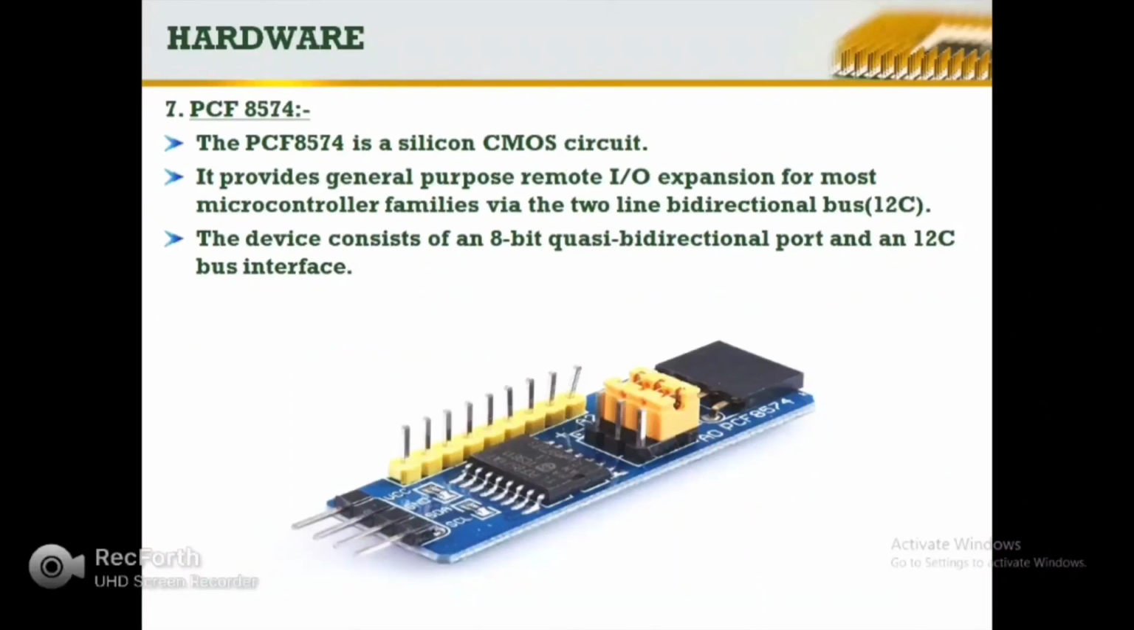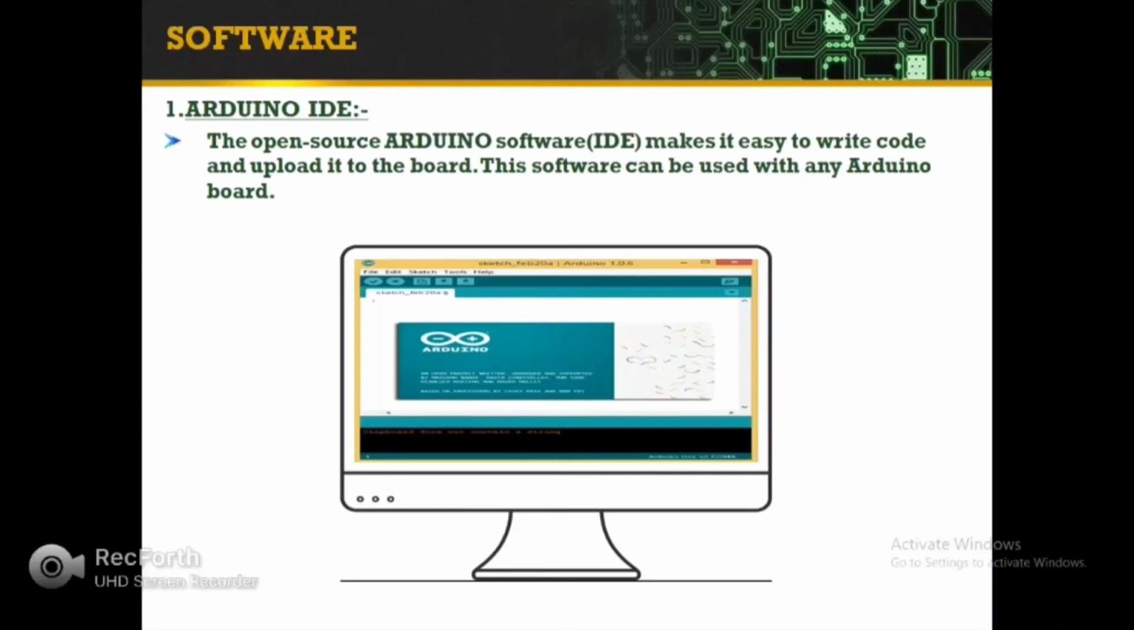Then the PCF8574. The PCF8574 is a silicon CMOS circuit. It provides general purpose remote I/O expansion for most microcontroller families via the 2-line bidirectional bus I2C. The device consists of an 8-bit quasi-bidirectional port and an I2C bus interface.